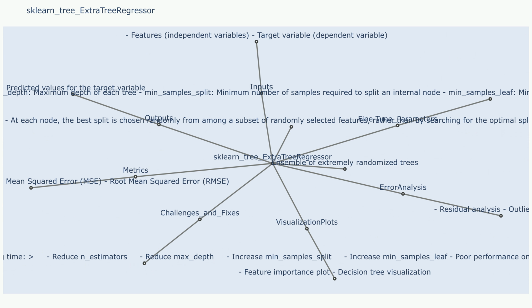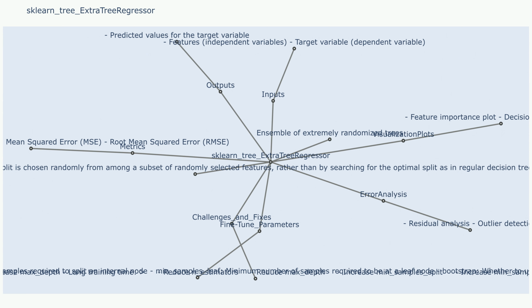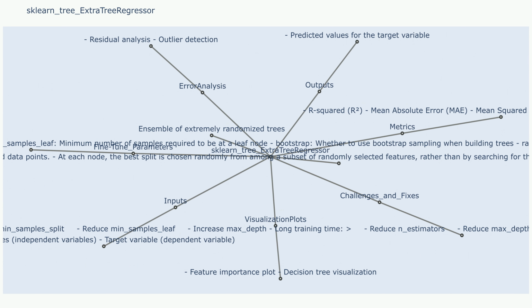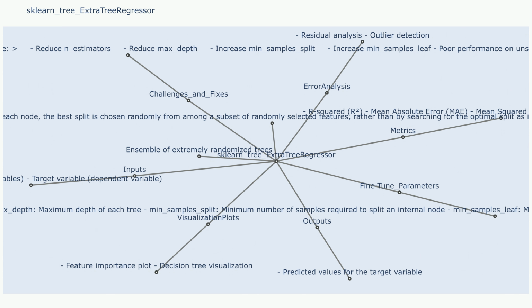Metrics: mean squared error, MSE, measures the average squared difference between the predicted and actual values. R squared, R2, represents the proportion of variance in the target variable that is explained by the model. Visualization plots: decision tree visualization. Each individual tree can be visualized to understand the decision-making process. Feature importance plot shows the relative importance of each feature in the model's predictions.